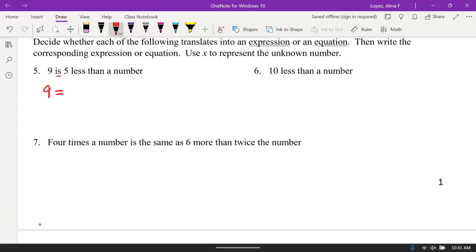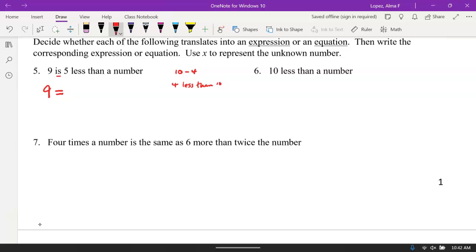9 will be equal to 5 less than a number. Okay, 5 less than a number. When I have a number and I want to find 5 less than it, or let me give you a better example. If I told you that I had $10 and you have 4 less than 10, you don't do 4 minus 10, do you? If it's 4 less than the number 10, you would actually do 10 minus 4.